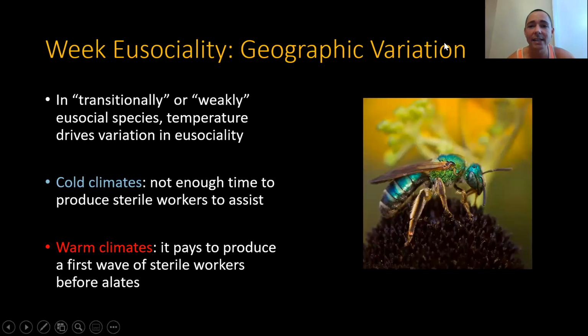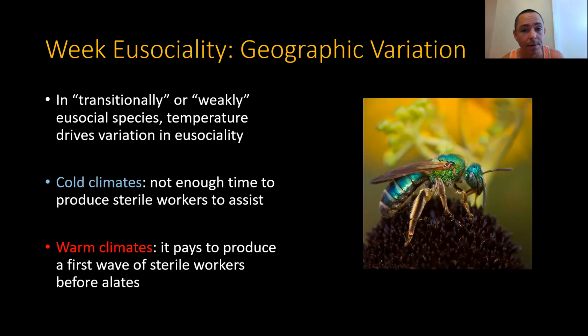And then the last topic is weakly eusocial species, like these halictid bees on the right-hand side here, which exhibit geographic variation in eusociality, where the same species in cold climates will not be eusocial. Each and every offspring that a founding female produces will become a queen that founds a colony the next year, produces her own nest, but all of her female offspring will become queens. So they're not eusocial.